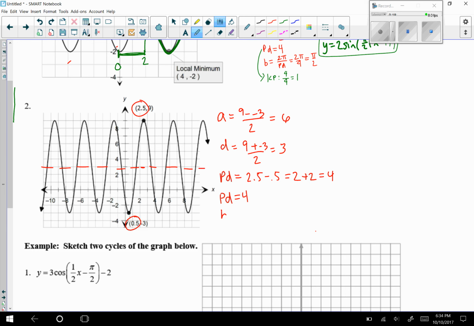So we know if the period's 4, like we said in the last one, that means my b value is 2 pi over 4, which is actually equal to pi over 2. And then I need to figure out what my phase shift is.